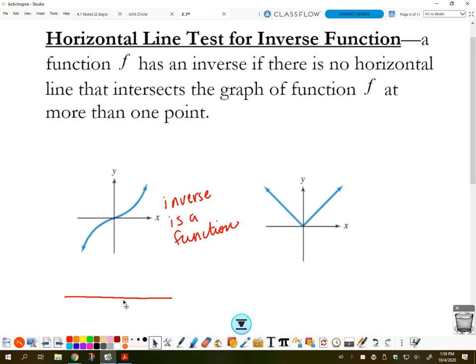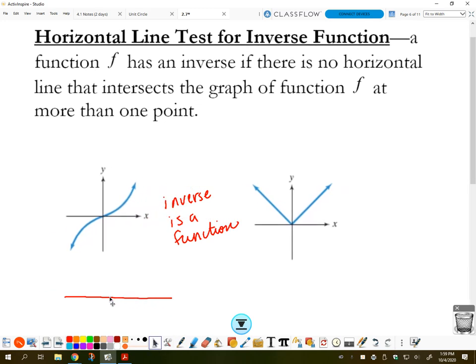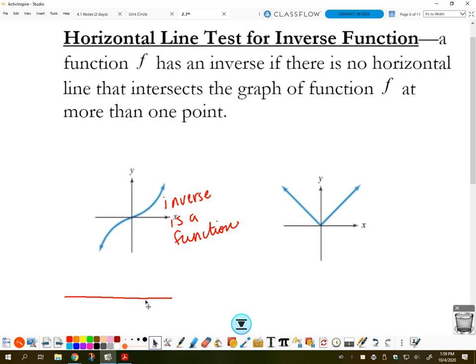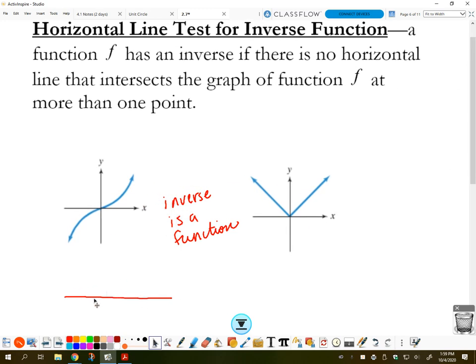If we take a horizontal line and try to do a horizontal line test here, we see that we fail. So this one is not a function. Its inverse is not a function.